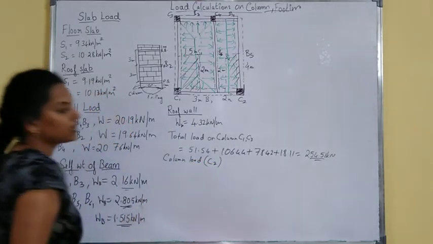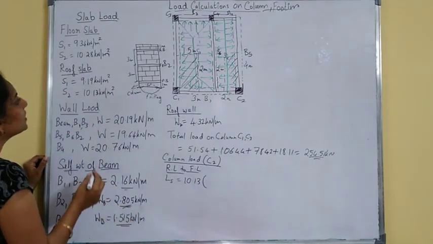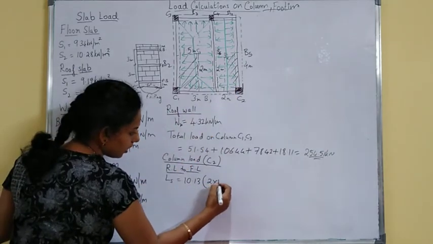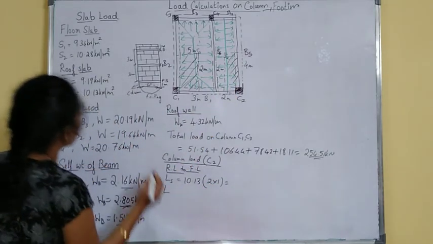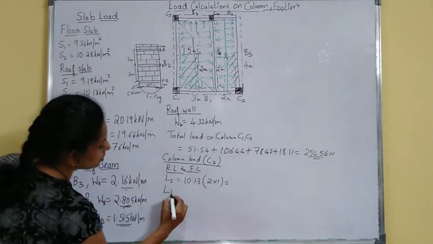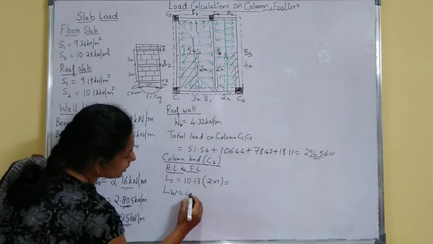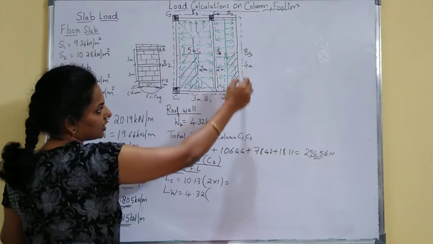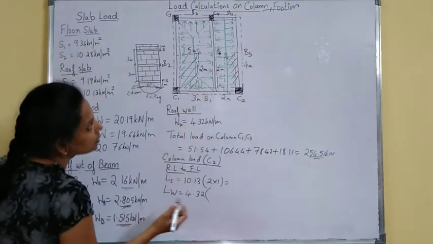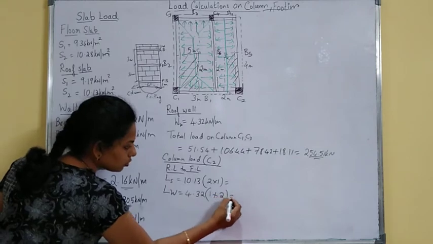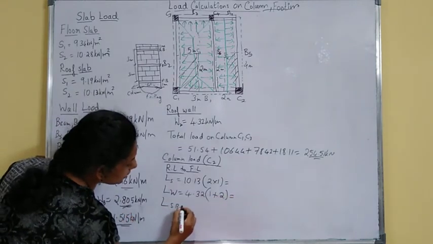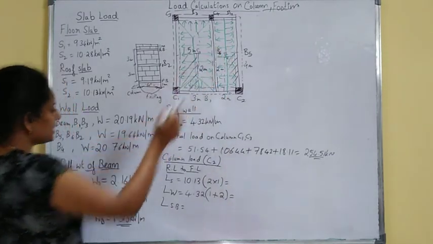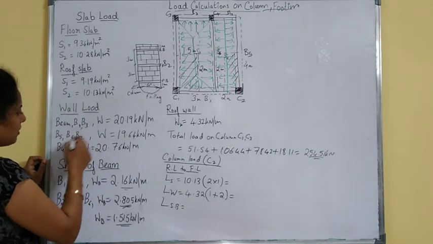So for C2, 9.13 into the area of influence, that is 2 by 1 meter, so 2 into 1 meter. Next, load from wall, that is parapet wall load, that is 4.32 into the wall length. Here it is again the boundary, that is 1 meter and 2 meters, so 1 plus 2. Next, load from self-weight of beam. Here the beams are B1 and B5.